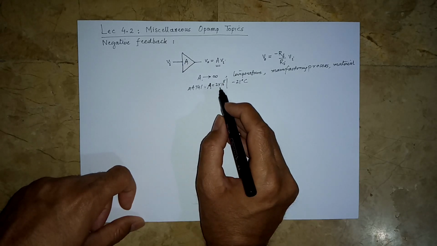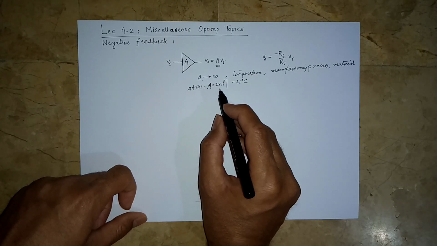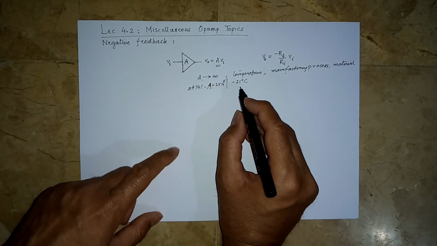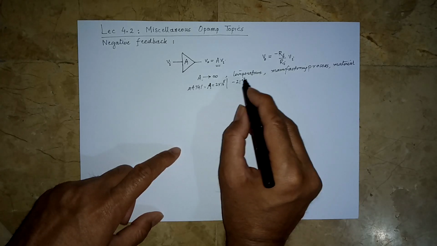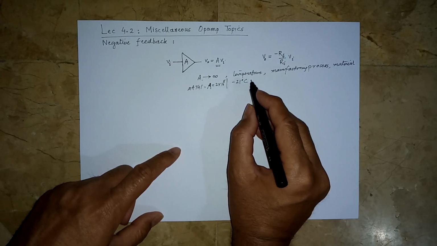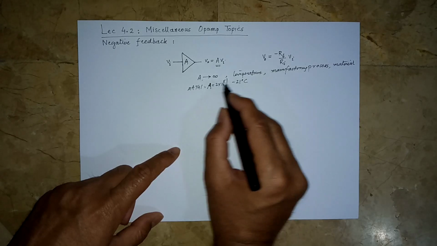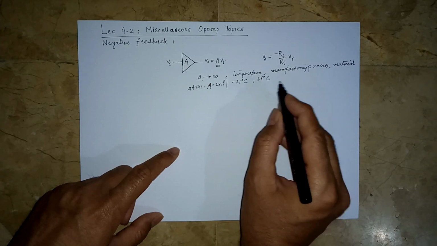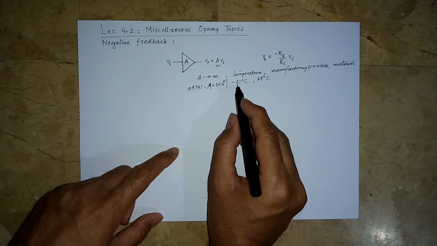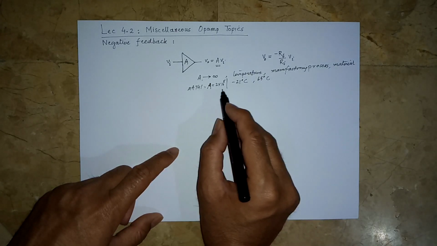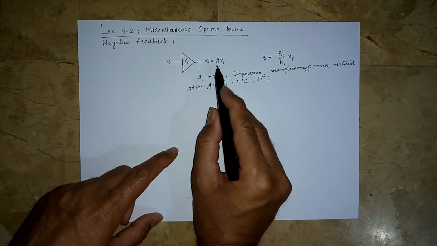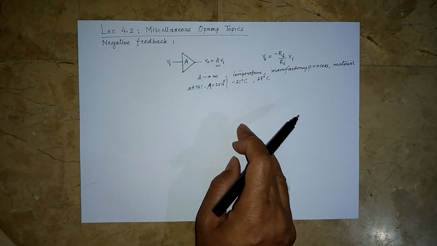But this is a typical value. The manufacturer claims that it is a typical value. On average, this may be the value of the op-amps manufactured by that manufacturer. But in reality, it is dependent on temperature. So at minus 21 degrees centigrade, it may be a very different value from this one. And at say 65 degrees centigrade, it may be a very different value from this one. So if A varies so much that we cannot reasonably predict what would be the output at a certain time, this basically changes the whole thing.